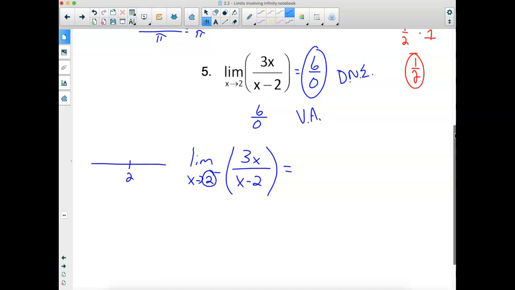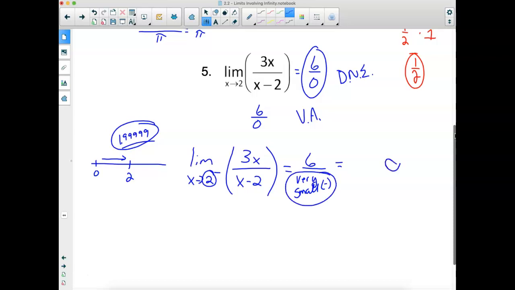So here's your number line. If I'm coming in from the left, 2 is here. I'm thinking 1.99999. That's what's going in here, right? So regardless, if I plug that in, the numerator is going to be super duper close to 6, isn't it? And if I put 1.99999 minus 2, this is going to be a very small negative number, right? So what is a constant divided by something getting smaller and smaller and smaller? It's getting bigger and bigger and bigger, and a positive over a negative, ooh, that limit would be an asymptote. That would be going down on the left side, okay?